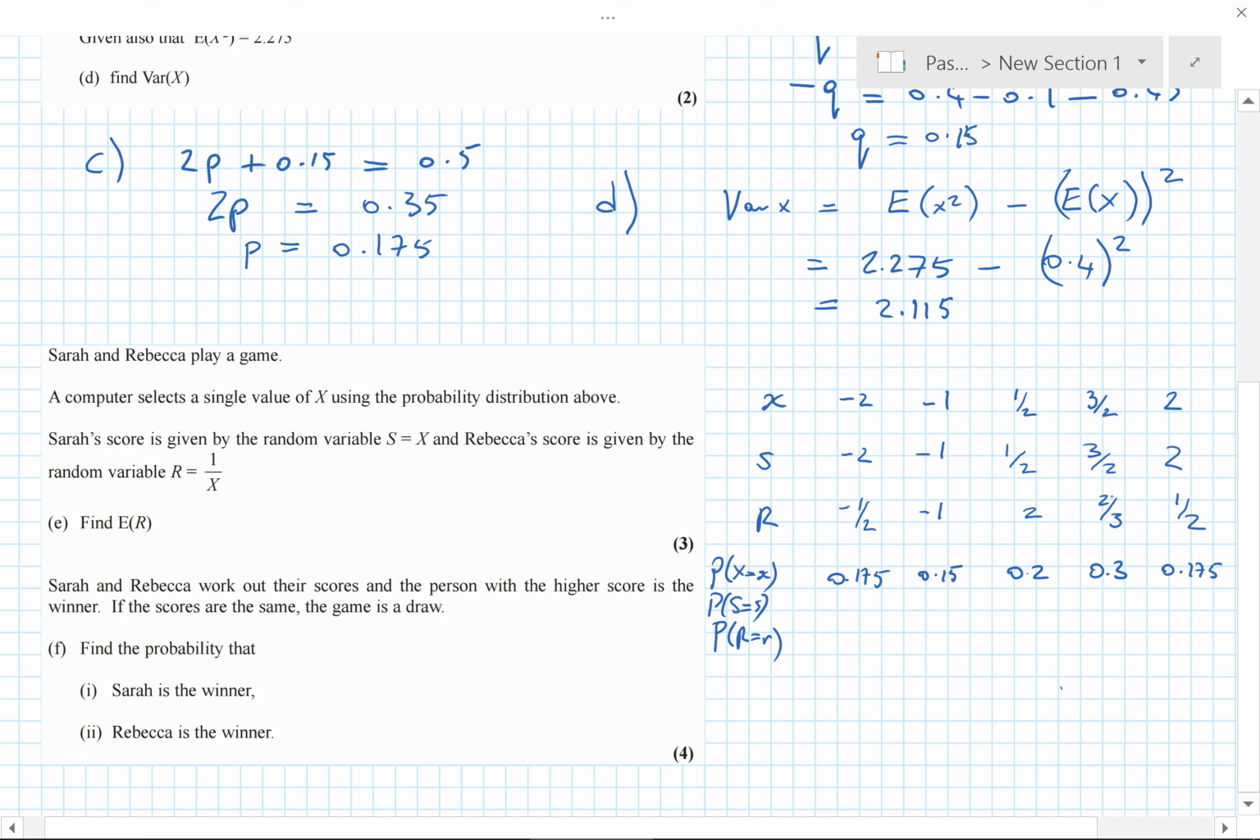Anyway, just before I do that, because it's pretty straightforward, I suppose the obvious question, and I think some people made this mistake last year, was why can't we do this?